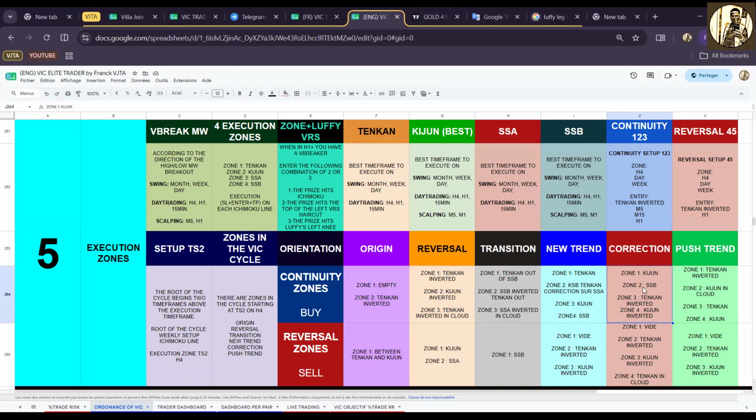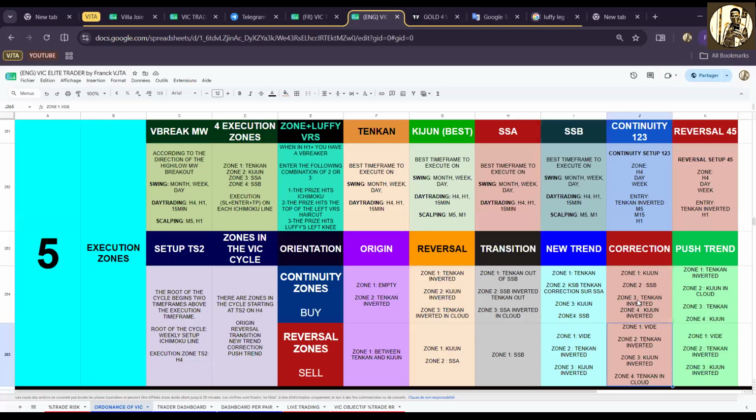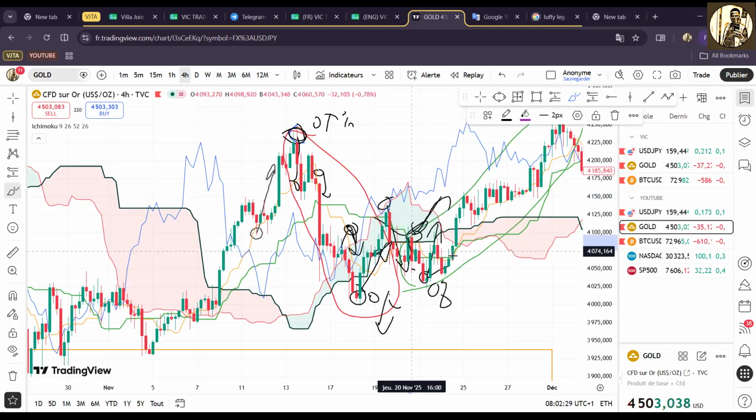I said Kijun, but I think I wanted to say Kijun inverted somewhere at this point. I understand why I said Kijun. The reason is that in this case on H4, the Kijun line went below the cloud. But sometimes the Kijun line stays inside the cloud like this, right? And then the price comes and touches the Kijun line, and then you can start buying. But I also placed Kijun inverted because I know that sometimes the Kijun goes down below the cloud, but it's not a sell, it's a buy. You can then start buying.